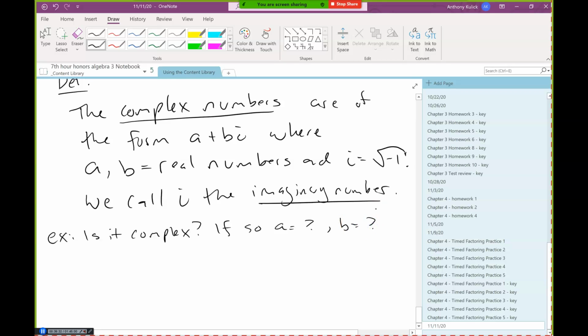So let's do a couple of examples. We'll just decide if something is a complex number, and if it is, we'll identify its values for a and b. Sound good? Just to make sure we understand the definition. Five plus 6i. Is that a complex number? Yeah. The value for a is 5. The value for b is 6. No big deal.